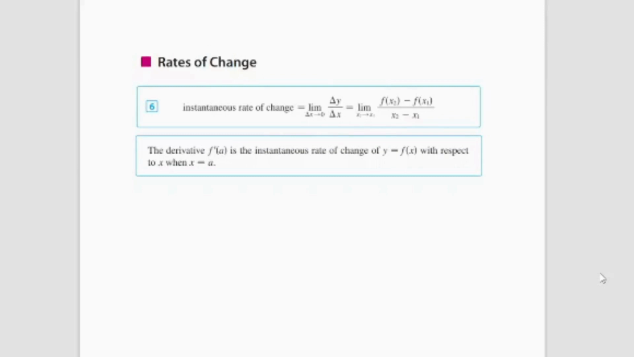Now coming to the last part, which is the rates of change. The derivative of a function, or the slope of the tangent line, can be seen also as the instantaneous rate of change. So if you have a question that requires finding the instantaneous rate of change, you will just find the derivative.